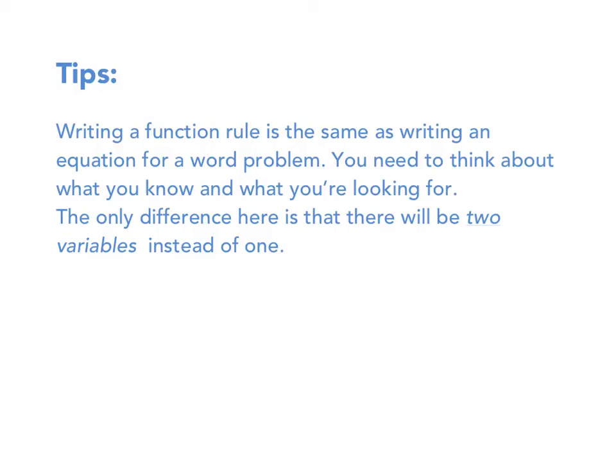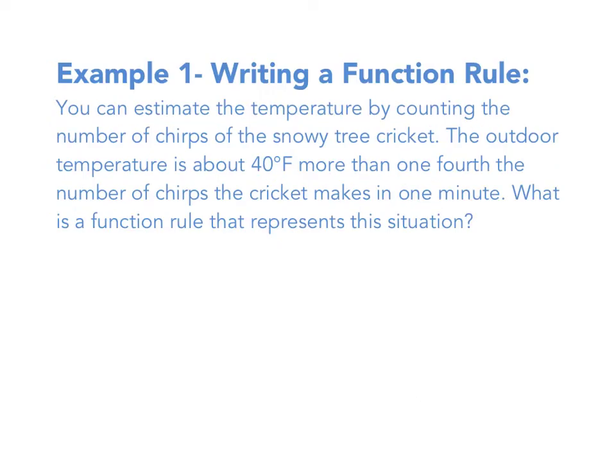And some tips. When we're writing a function rule, it's the same as writing an equation for a word problem. You have to think about what you know and what you're looking for. The only difference here is that we'll be writing with two variables instead of one like you're used to in the past. So example 1, we're going to write a function rule from this word problem.